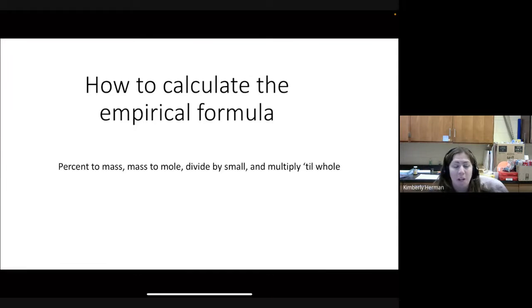Okay, in this video, we're going to look at how to calculate the empirical formula. So remember this rhyme to help you with the steps. Percent to mass, mass to mole, divide by small, multiply till whole. Now the final one, sometimes you won't have to multiply till whole. That's only if you have a half for it.